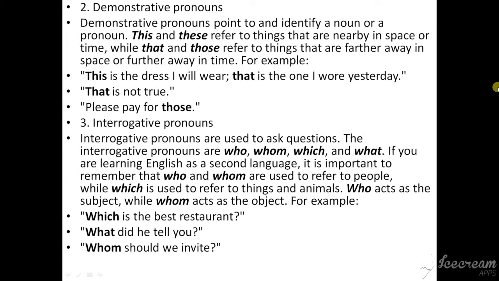Demonstrative pronouns. Demonstrative pronouns point to or identify a noun or a pronoun. This and these refer to the things that are nearby in space or time, while that and those refer to the things that are farther away in space or farther away in time.